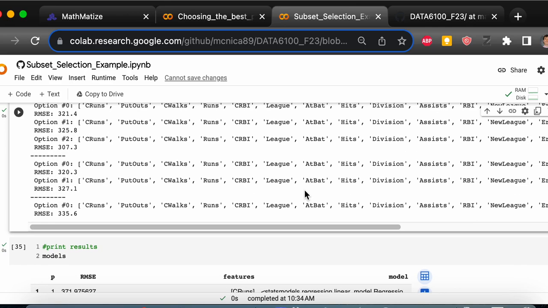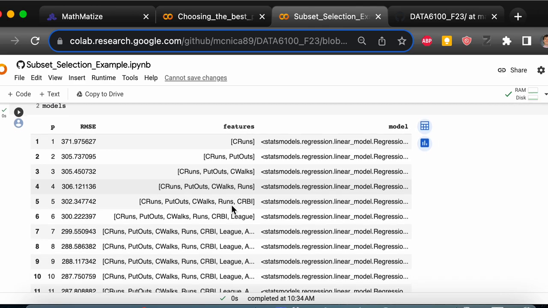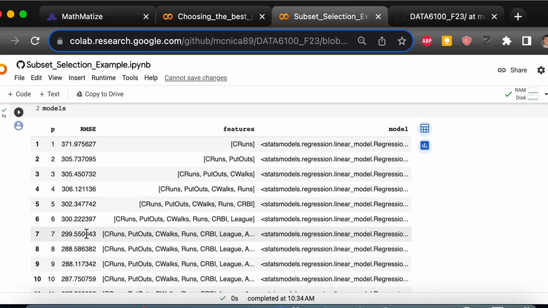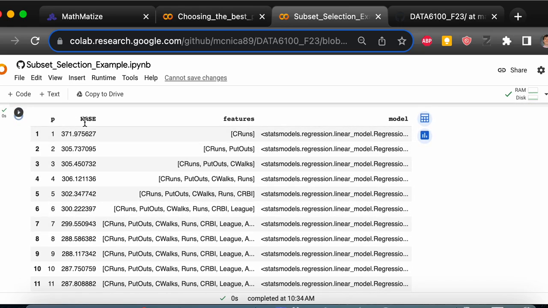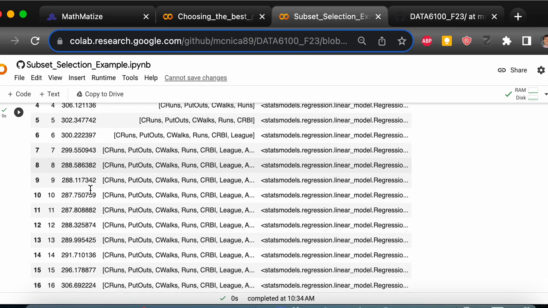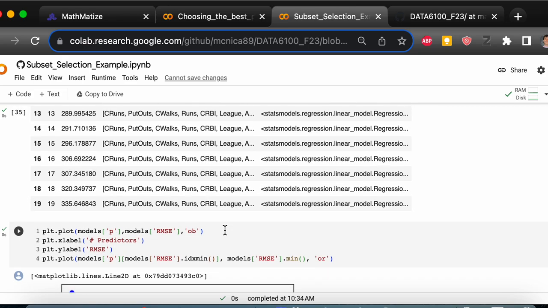And here are the models that it computed. So it has the model. All the best models are saved with 1 variable, 2 variables, 3 variables, 4 variables, and so on. All right. And you can see the RMSE is going down, down, down, down, down. And then the RMSE starts to go up, up, up, up. So the model with 19 variables is worse than some of the models that had 2 variables, and so on. And you can see that very nicely over here.